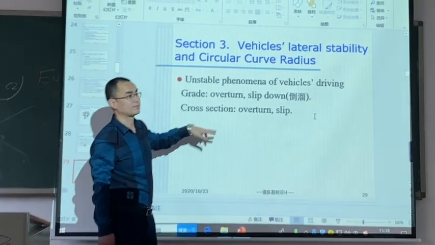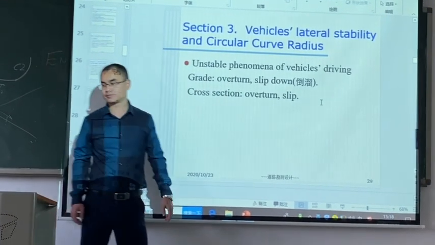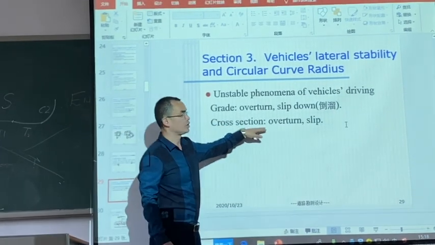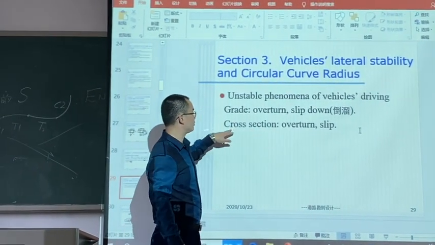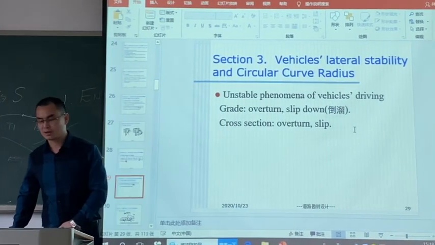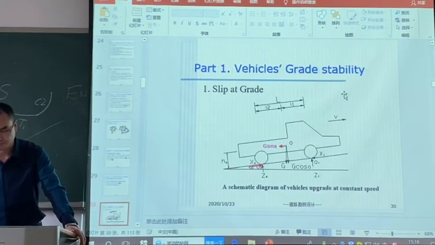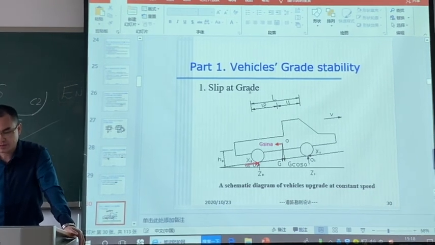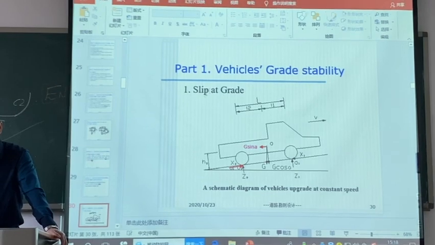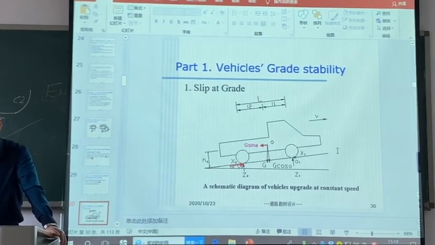Not straight line. Just related with the circular curve on cross section, overtake and slip. Slip and grade. This is slip and grade, longitudinal grade.